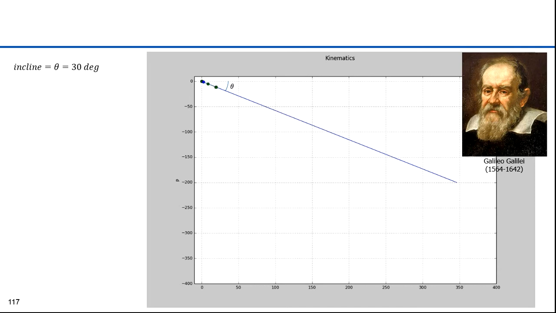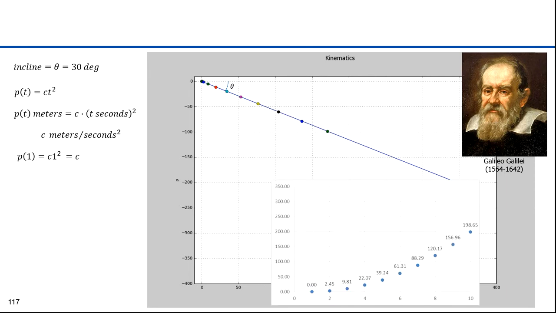This can be written as an equation. P of t equals a constant c times t squared. P of t is a measure of length, t is a measure of time, and it's squared. Here's the same equation with units. The constant c must be in units of length divided by time squared for the equation of P of t equals c t squared to work. When t equals 1, P of 1 is equal to c by itself.